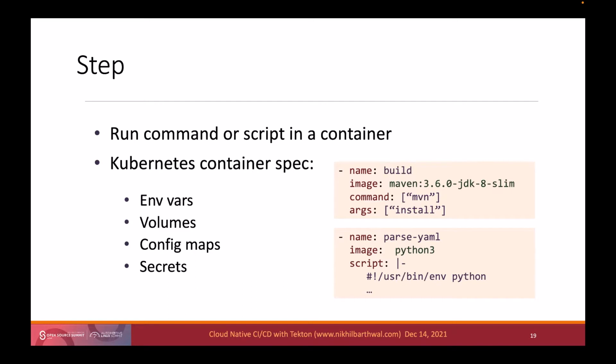So now let's go into details of what a step is. A step is a run command in a script in a container. In Kubernetes, a step, you could see, is loads and loads of YAML. Here I have an example of a Maven install. I have a second example of a Python 3 command, some script running in a container.